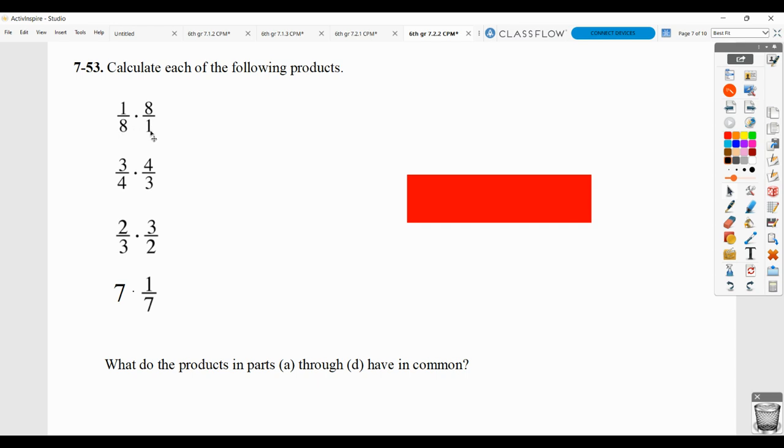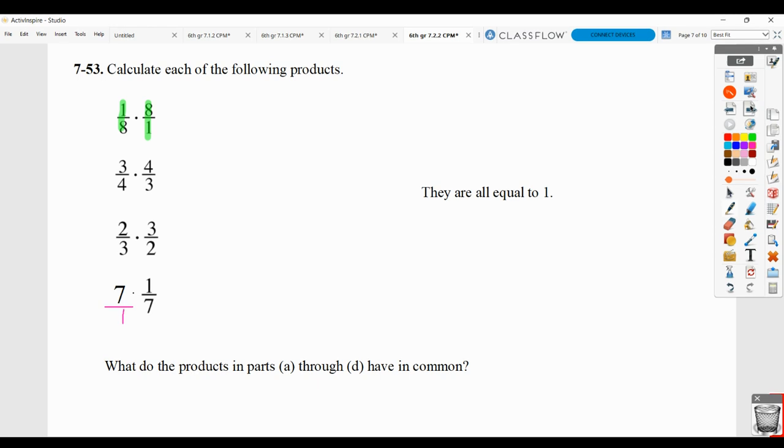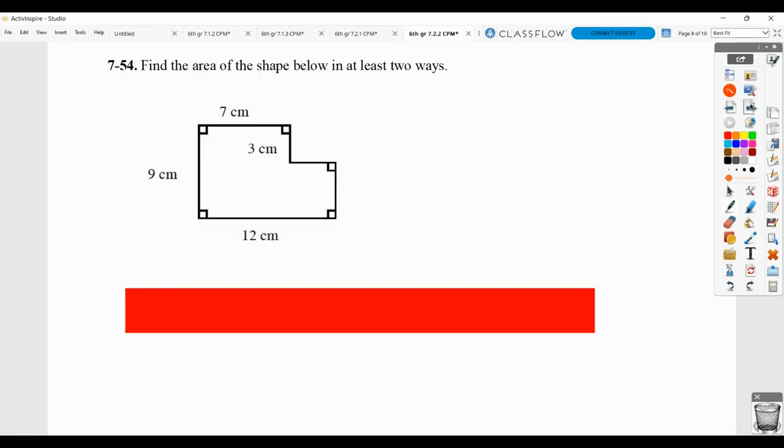Here, when you multiply, and again, I would encourage you to simplify before you multiply, all of these end up equaling 1. And what do those products have in common? Since they equal 1, what we see is we're multiplying a number times its reciprocal. When you take a number times its reciprocal, it will always equal a product of 1. And of course here, you can put the 7 over 1 when you multiply. But again, I would encourage you to simplify before you multiply. I think it makes it easier.